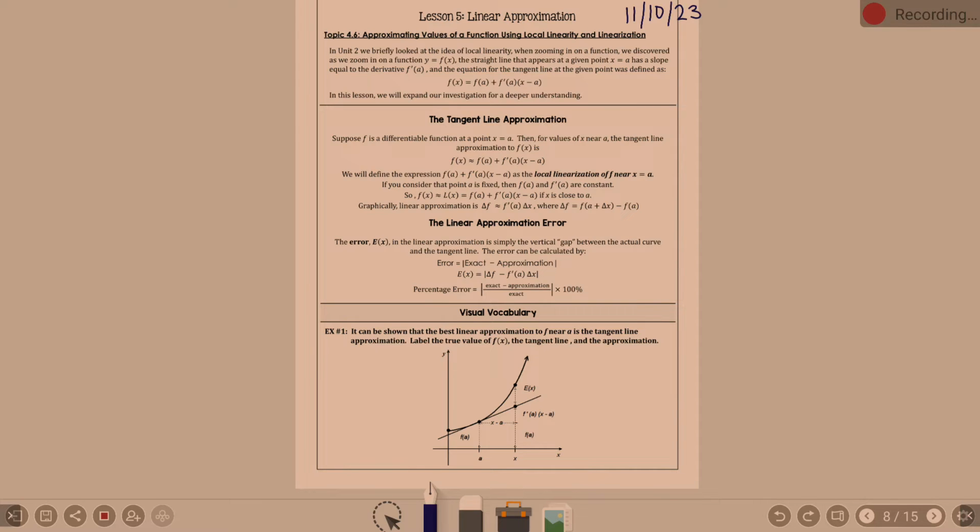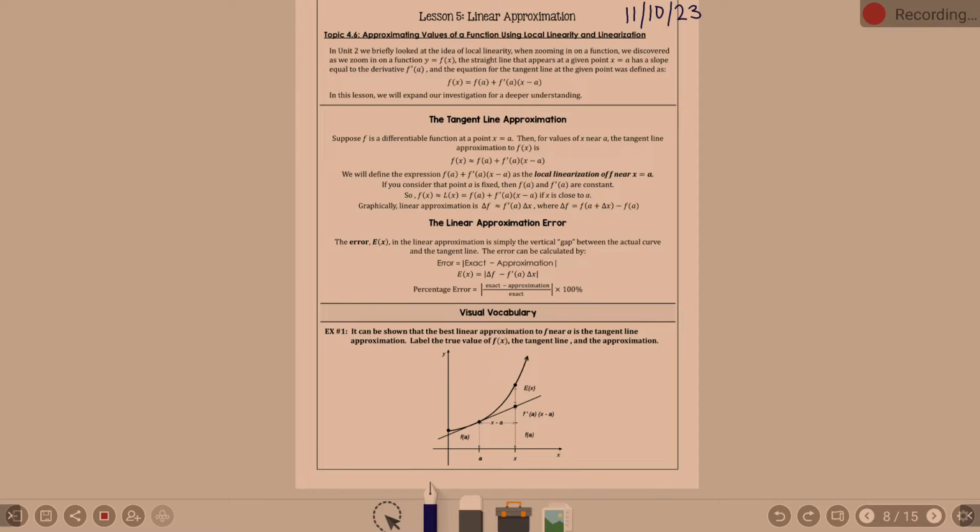Now, the equation for the tangent line at the given point was defined as f of x equals f of a plus f prime of a times x minus a. Or in other words, that is essentially y1 plus m times x minus x1, is really what that is. And I'll write that down here in the next part.